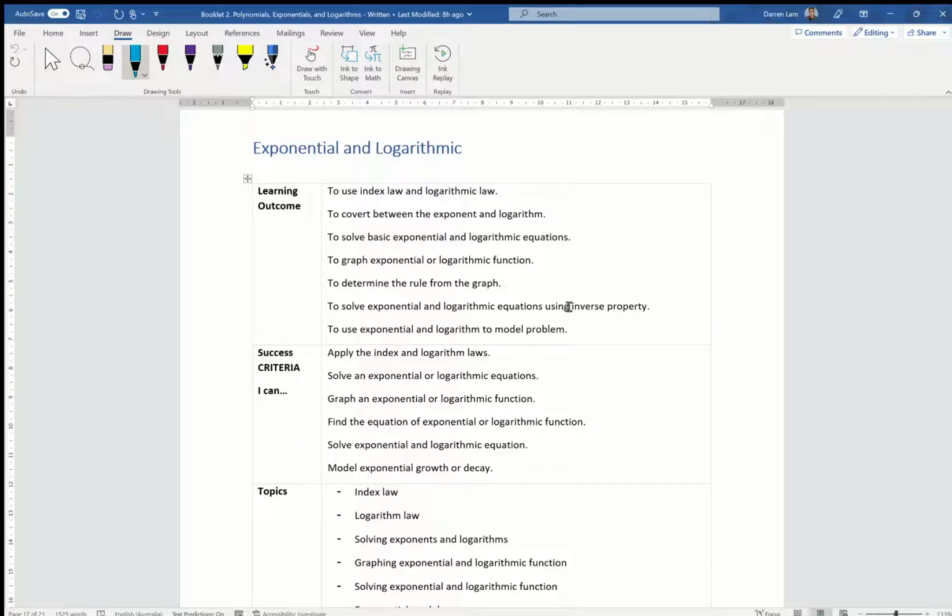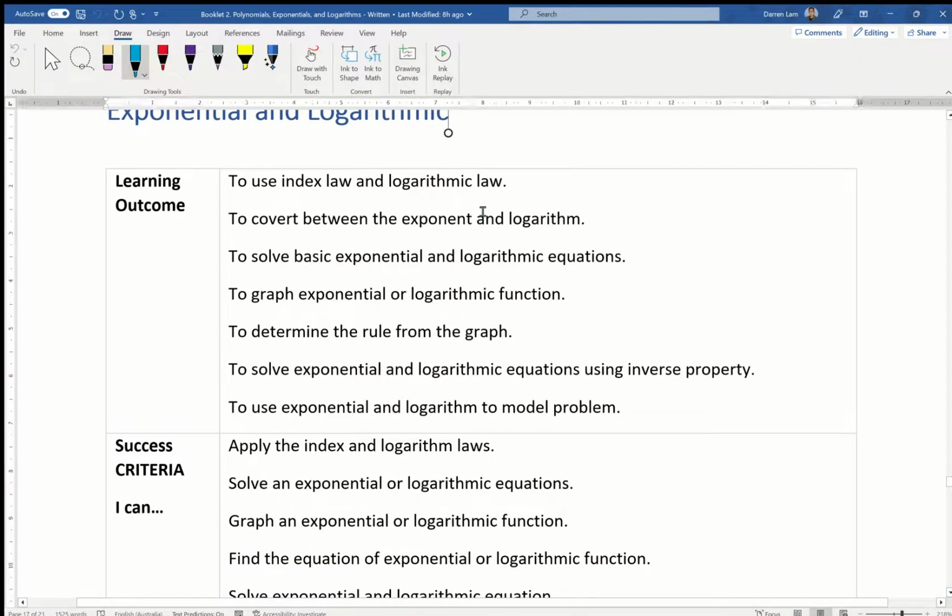We will be covering, of course, using the index laws and the logarithmic laws. Make sure that you revise over those, they are very important. And also converting between exponentials and logarithms. Also, generally speaking, the graph of an exponential and what it looks like, and also the nature of a logarithmic graph as well. I can never say that word.